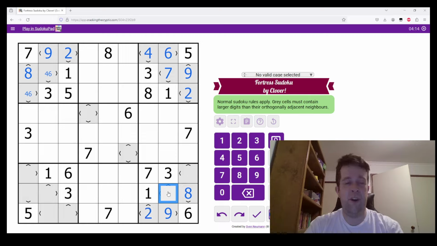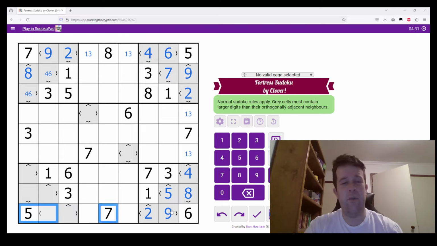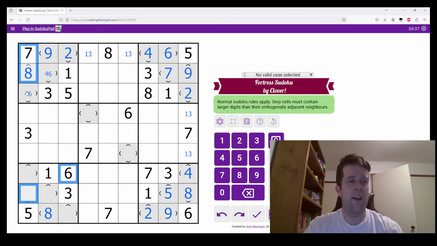This is 4 and 5. 5 goes there, 4 goes there. We have the 5 in the corner, which helps us a lot out there. So we're going to put the 1 and 3 in here. And let's go over here. What's this digit? It needs to be bigger than 5, can't be 7, 9, or 6, so this must be 8. And now this one sees 6, 7, 8, so it must be 9.